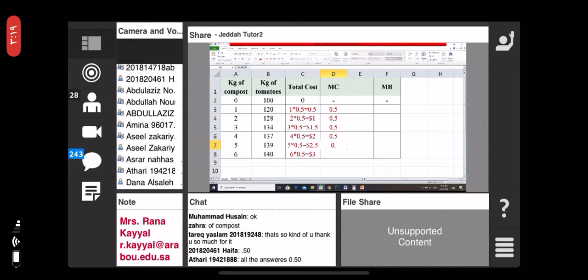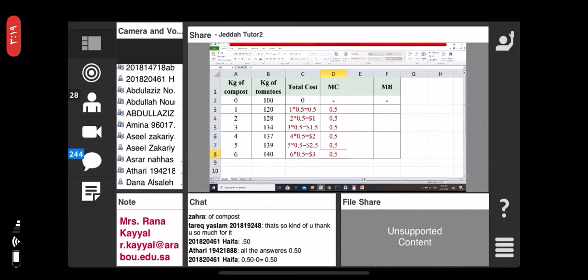All correct. 0.5 minus 0 is 0.5, 1 minus 0.5 equals 0.5, 2 minus 1.5 equals 0.5, 2.5 minus 2 is 0.5, 3 minus 2.5 equals 0.5. So all of them came out to 0.5. Is that clear till now?